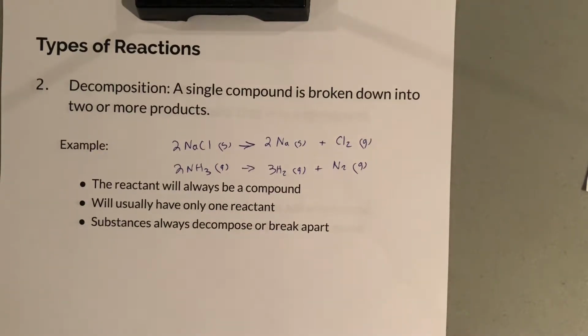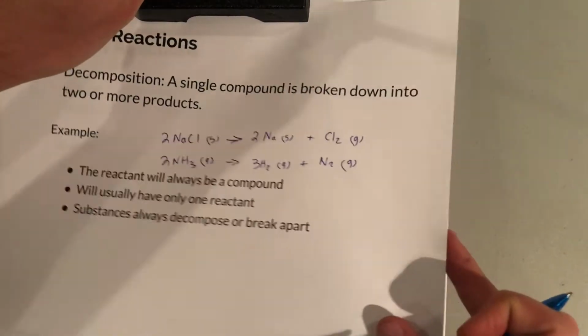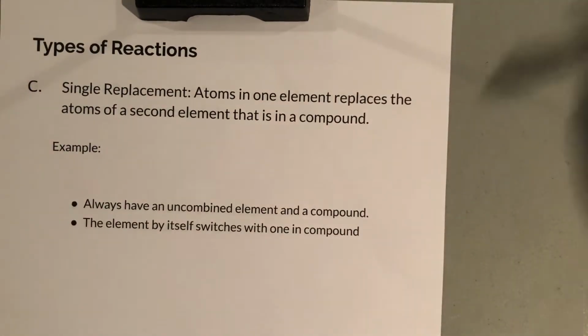Elements can't be broken down chemically. So your reactant always has to be a compound. Usually there's only going to be one reactant. That's going to be 99% of the time we see it in both of these reactions. And then lastly, something's got to break down, because that's what happens in a decomposition reaction.